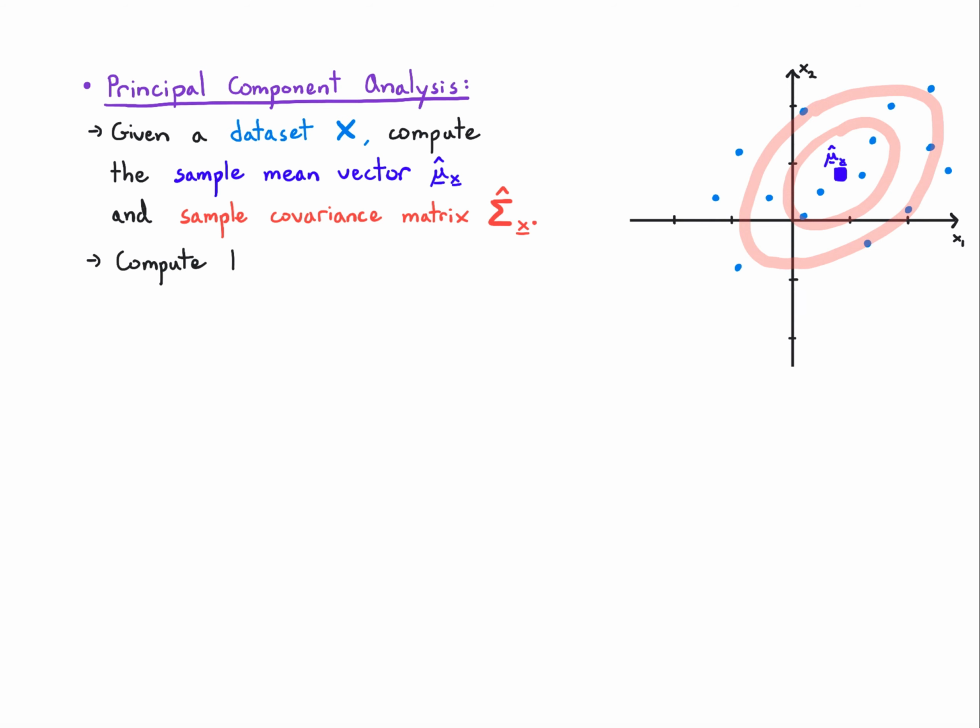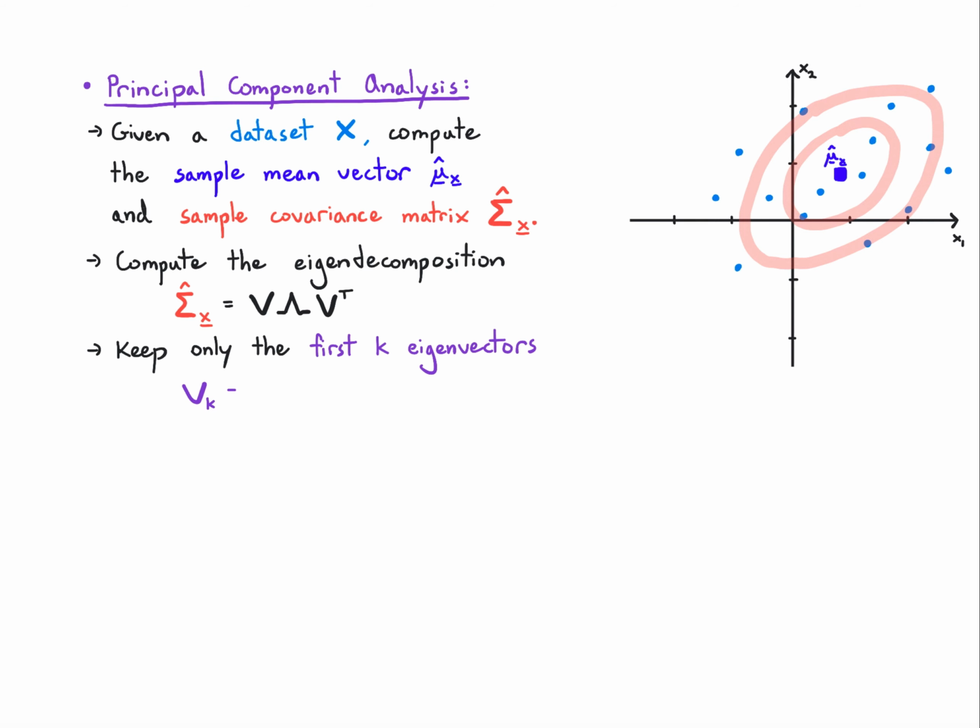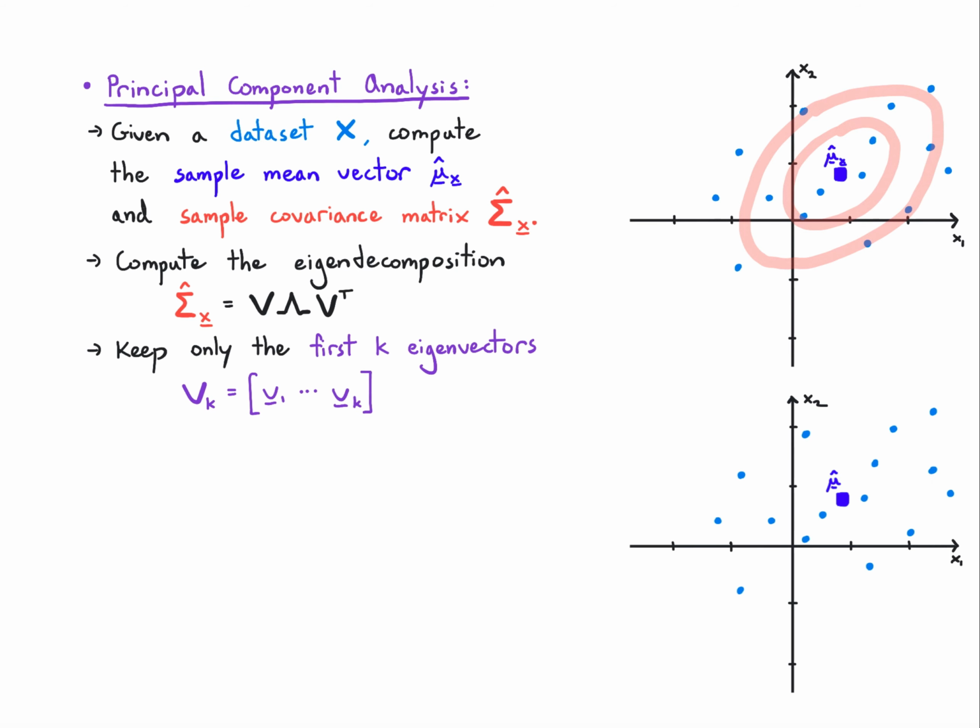Okay, and what we're going to do from that is compute the eigen decomposition. So I just take my sample covariance and break it into this eigenvector matrix and this eigenvalue diagonal matrix. And I'm going to throw out everything except the first k eigenvectors. So I have V_k, which only keeps the first k columns in this V. It doesn't keep all the way up to d.